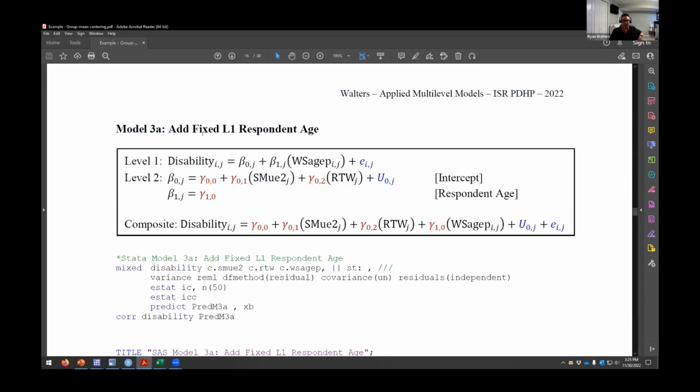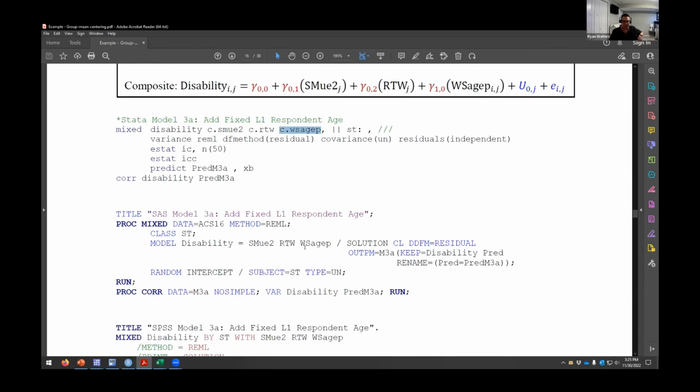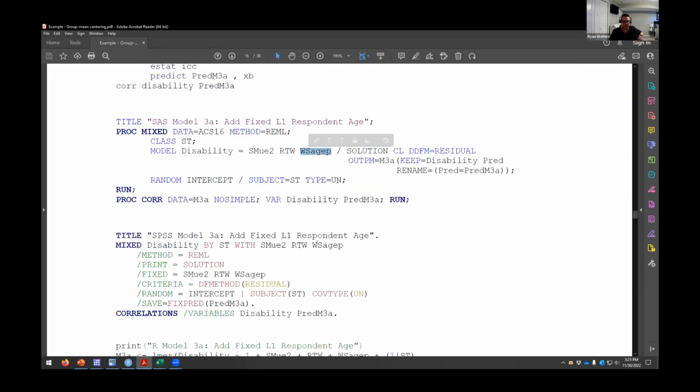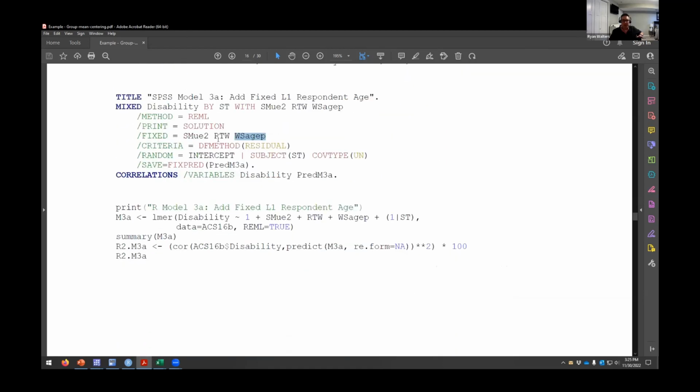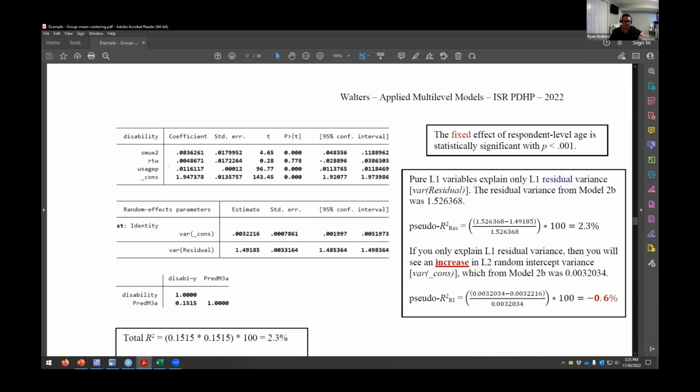So I'm going to go ahead and include the fixed level 1 respondent age effect in the model. Okay, so we're still building on these models here. The code is pretty much exactly the same. We're swapping out age P65 for within state age P. All of this we had seen previously. So this is on the with statement as continuous. So we're adding it to the model that includes unemployment and right to work.